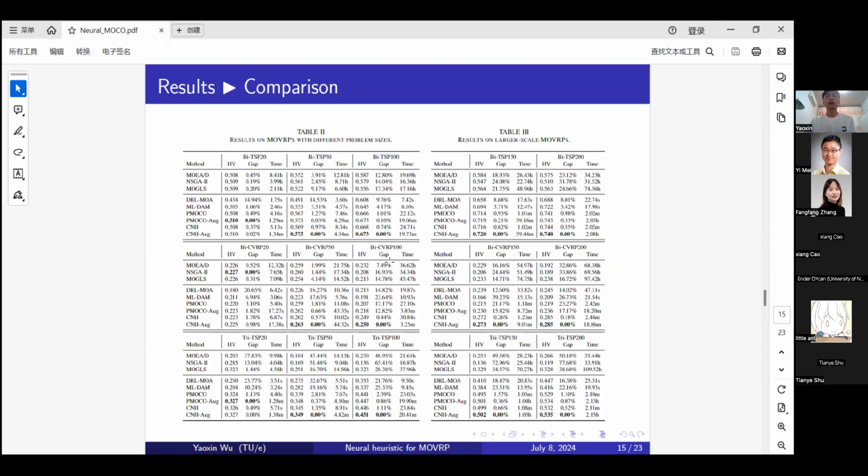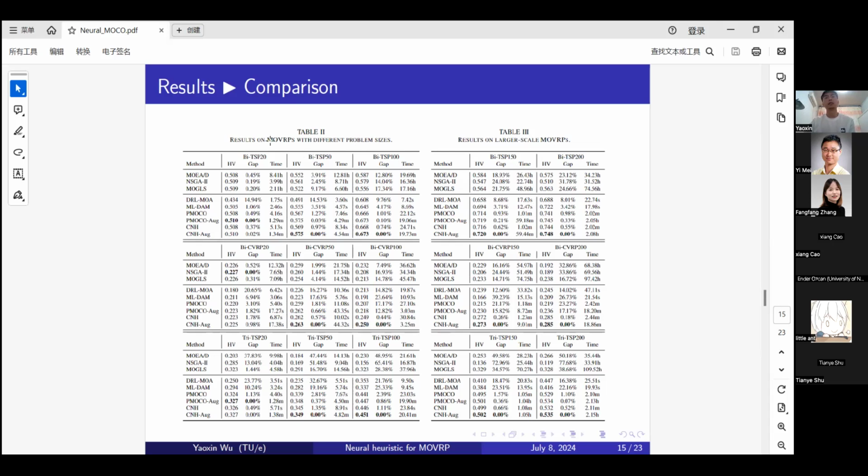And here is the result. We test our trained neural network to solve the 2-objective TSP, 2-objective CVRP, and 3-objective TSP. We also test the neural network on the sizes which are used in the training, and we also generalize our neural network to the sizes which are not used in the training.